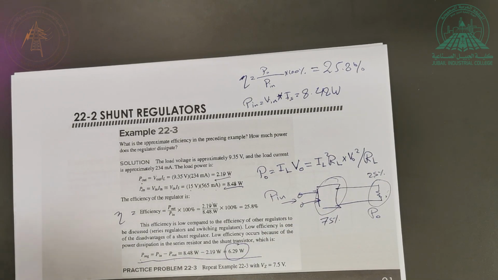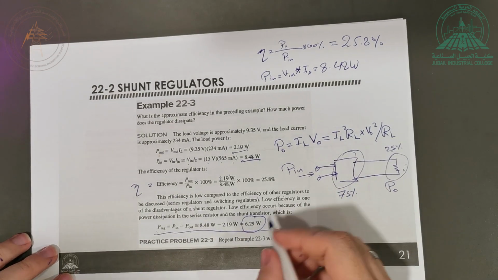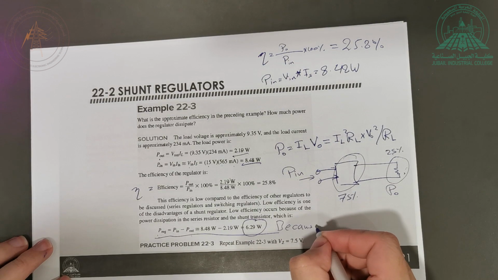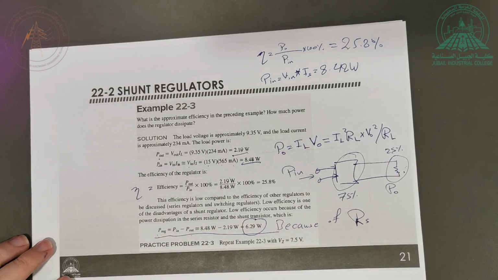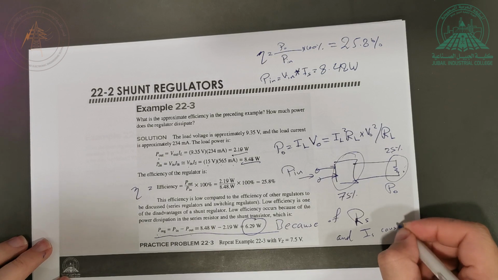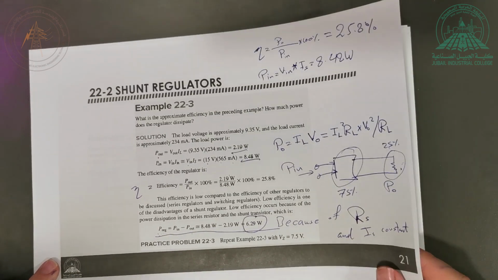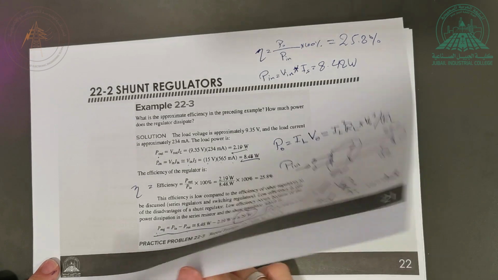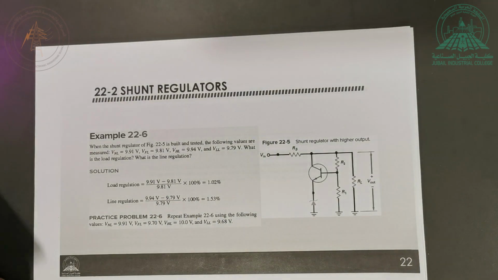And actually this is the issue, a very big issue of shunt regulators. All shunt regulators suffer from low efficiencies because of RS. It's always there. There's nothing you can do about it. You cannot decrease the current, and IS is constant. So there is nothing you can do about it. That's why we suffer with these shunt regulators, and that's why shunt regulators are not the best kind of regulators that are used, and series regulators are much more commonly used.